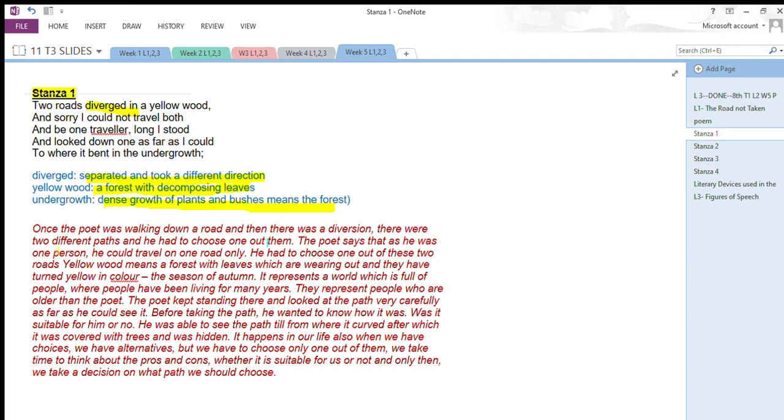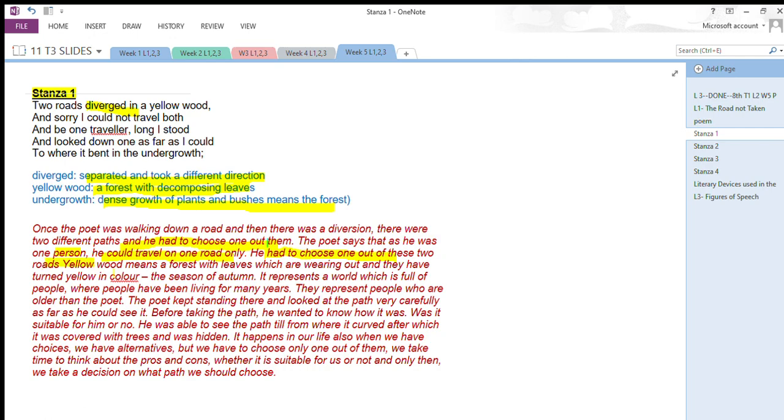So the first stanza talks about once the poet was walking down a road and then there was a diversion. There were two different paths and he had to choose one out of them. The poet says that he was one person and he could travel on one road only. He couldn't take both the paths at the same time. He had to make a choice, or he had to choose one out of these two roads.